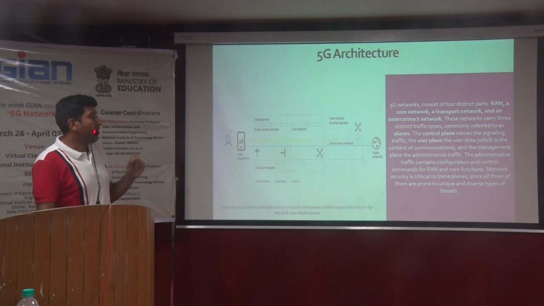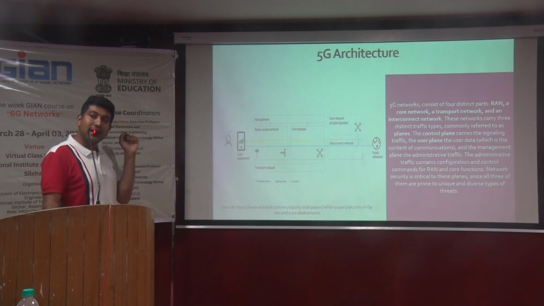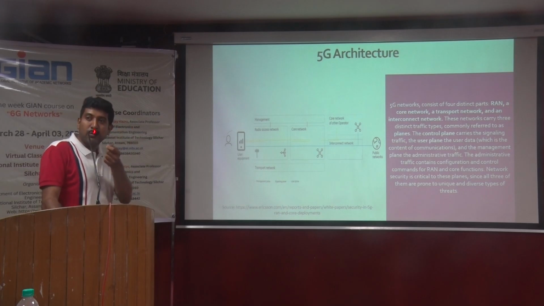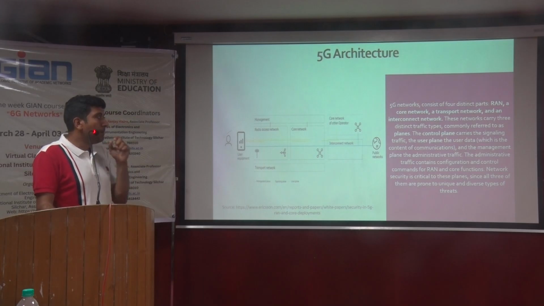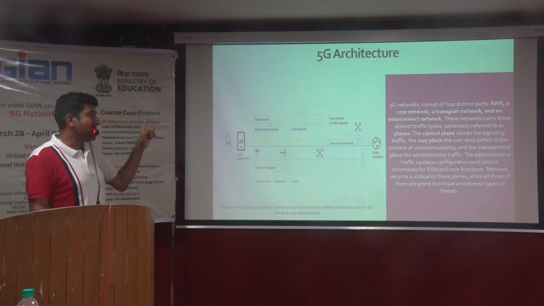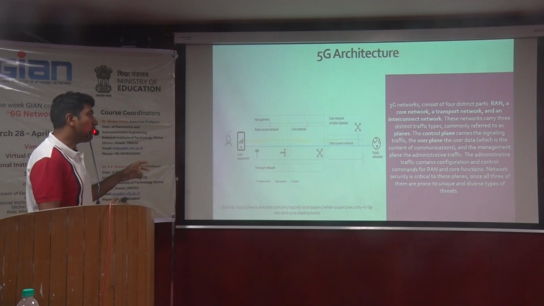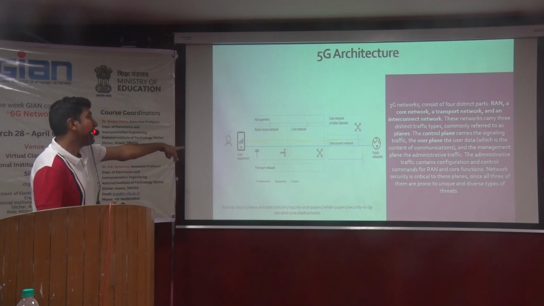Along with that, this network carries a few distinct types of data, or traffic. Traffic can consist of anything. The most important thing here is that we have three planes: the control plane, the user plane, and the management plane. The control plane carries the signaling traffic. You can see the signaling traffic marked with yellow.